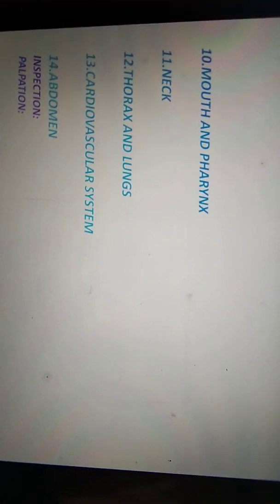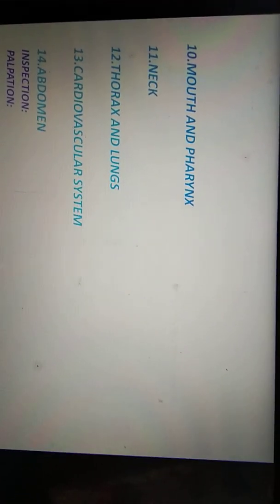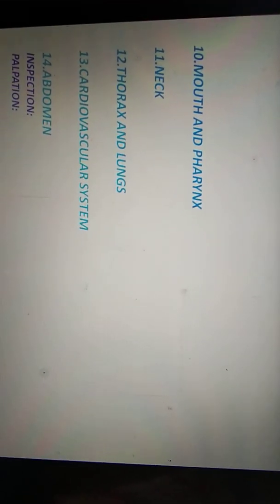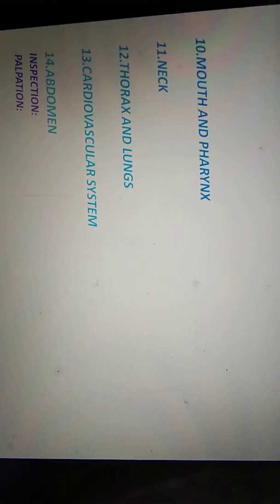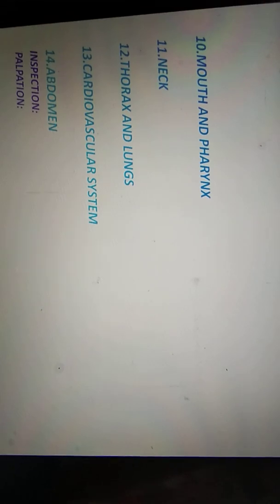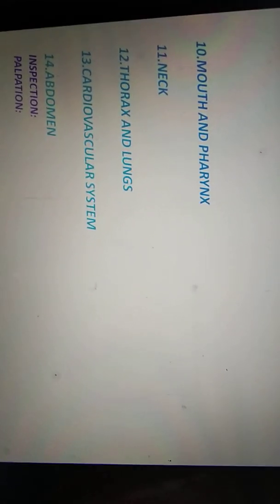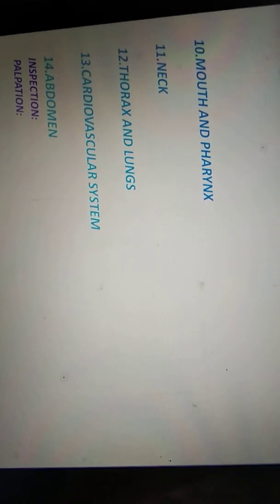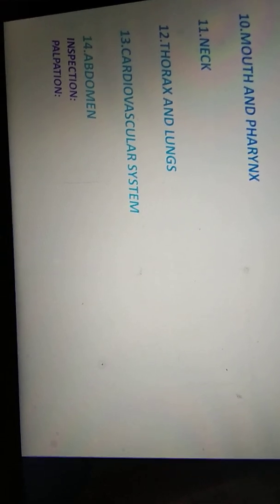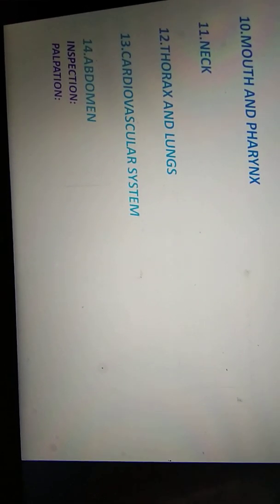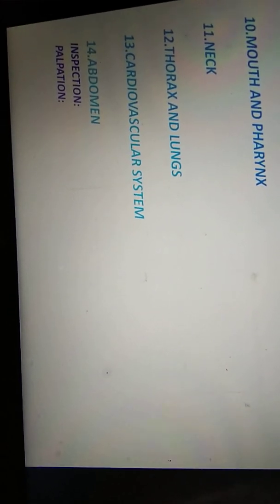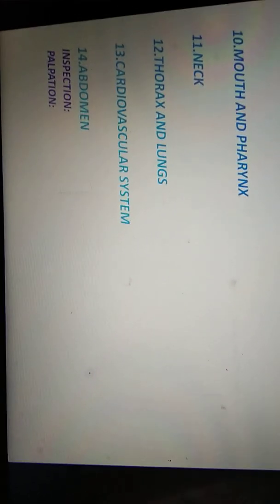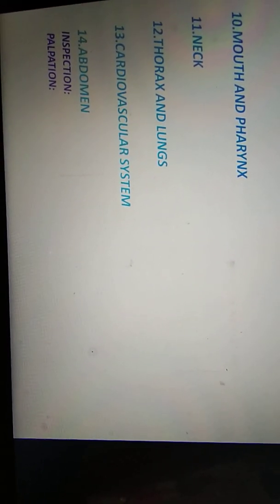You all know these from BSc nursing and the fundamentals of nursing. Inspection means observation: any skin changes, any rashes, and whether the abdomen is symmetrical. Then palpation: when I palpated the patient's abdomen, there was no organomegaly, no enlargement of the organs. Then auscultation: with the stethoscope, I could hear normal bowel sounds.